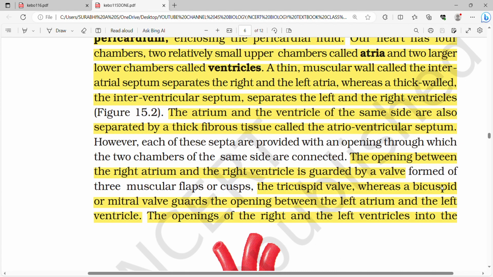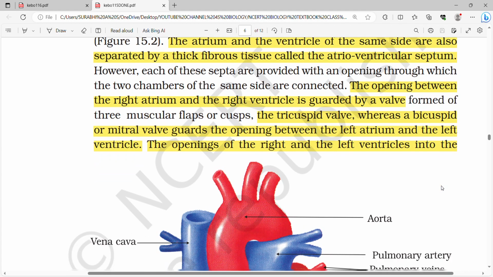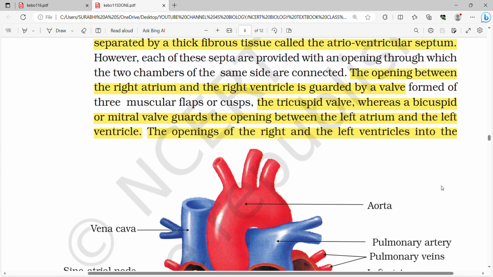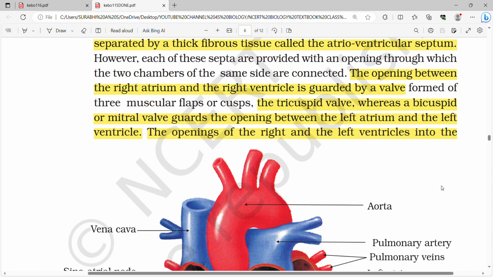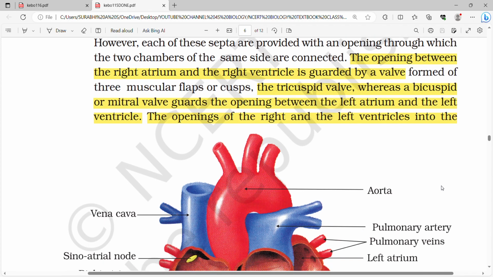So there is a muscular wall between atria and ventricle, atria and atria, and ventricle and ventricle. Between ventricle and ventricle is called the interventricular septum. Between atria and atria is called the interatrial septum, whereas between atria and ventricle is called the atrioventricular septum. The opening between the right atrium and right ventricle is called the tricuspid valve, and the opening between the left atrium and left ventricle is called the bicuspid or mitral valve.